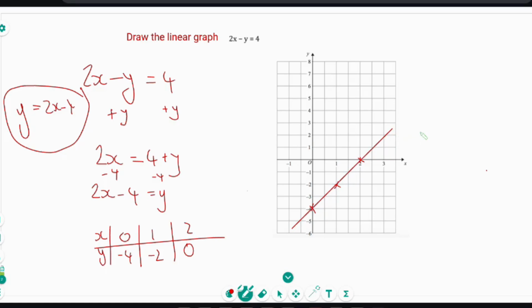Okay, that's drawing linear graphs. Maybe have a look at some of the other questions, the other topics on graphs, for example, quadratic graphs or cubic and reciprocal graphs.